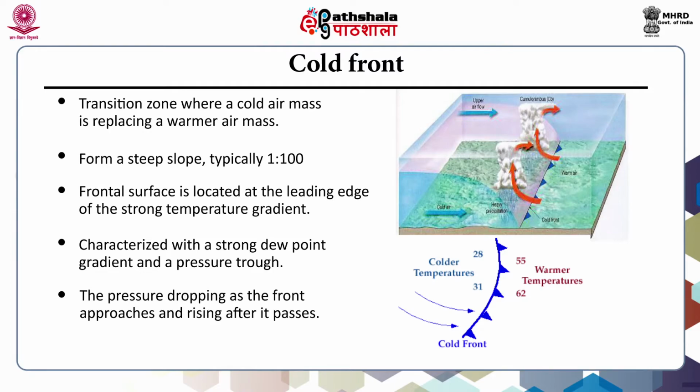Cold front. A cold front is defined as the transition zone where a cold air mass is replacing a warmer air mass. The leading edge of the cold air mass typically has a shape like a dome. The cold fronts generally move from northwest to southeast in the northern hemisphere. The air behind a cold front is noticeably colder and drier than the air ahead of it.